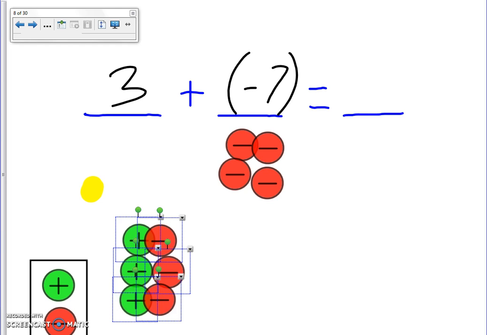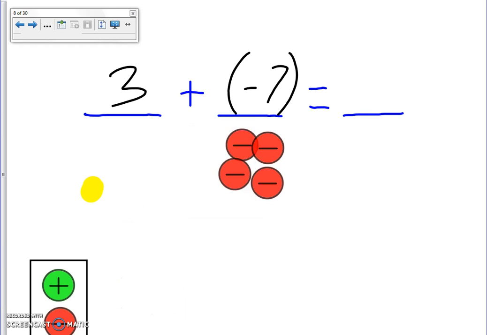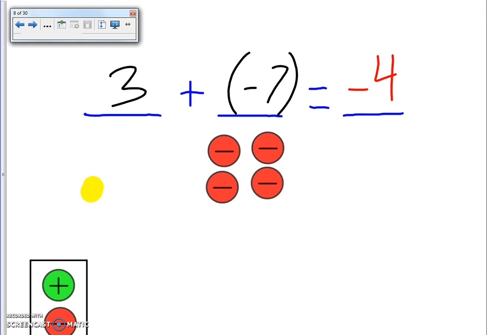We can just go delete, see you later, and what I have left right here is 4 negatives. Hopefully your prediction was an answer of negative 4. That's what it should be.